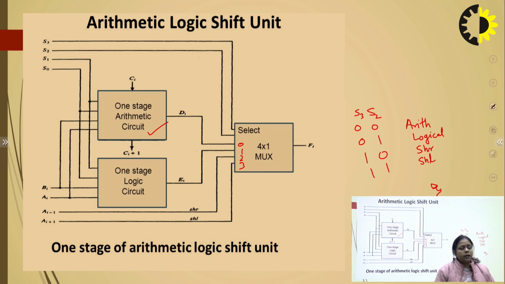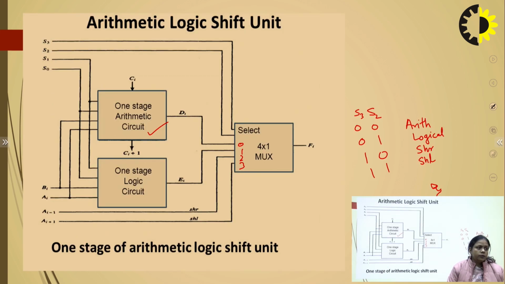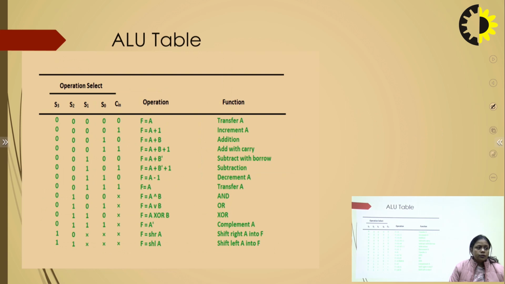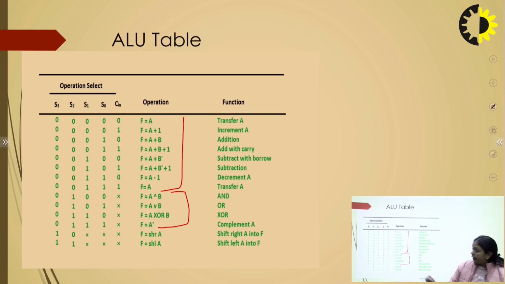So you can see here the arithmetic logic unit is a combination of all the different types of circuits which can perform arithmetic, logical and shift operations. Here you can see the table also. These 8 operations are performed by the arithmetic circuit, then these 4 operations are performed by the logical circuit, and these 2 operations, known as shift right and shift left, are performed by the shift unit. So all these different types of operations are performed by the ALU, and in this way we can design an ALU.